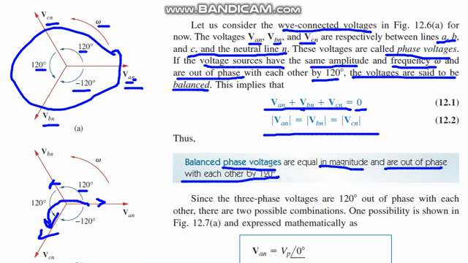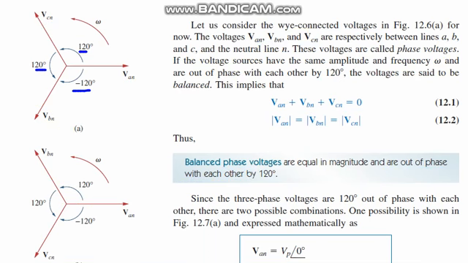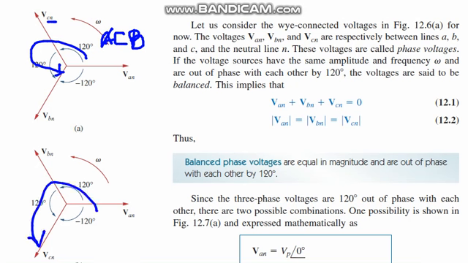Since the three-phase voltages are 120 degrees out of phase with each other, there are two possible combinations. One possibility is shown in figure 12.7, and the other is this: ABC and ACB. So there are two sequences. One is the ACB combination, where A comes first, then C, then B, and the other is the ABC combination.